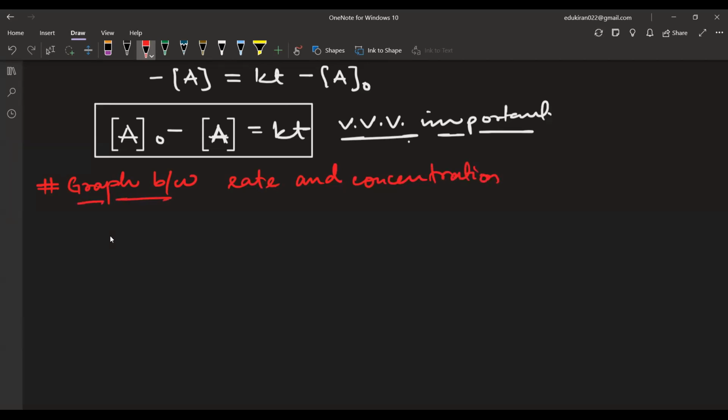Okay, so we will be doing this in the next class. But first of all, write this down: the topic, graph between rate and concentration. I'm giving you guys some time. You can revise the solution chapter, and then we'll start the test in a while.